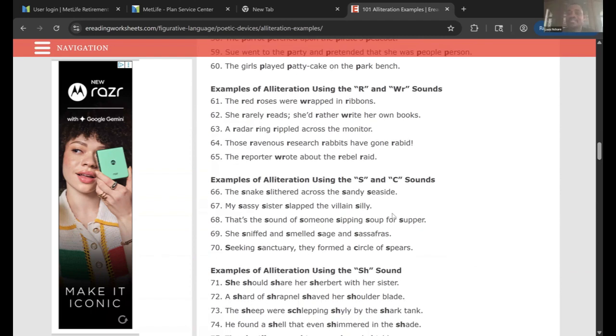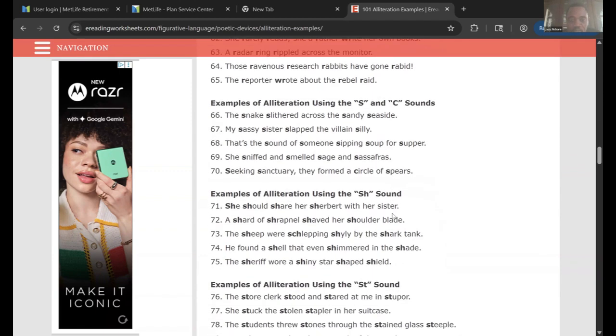Example of alliteration using the S and the SK sounds. The snakes slithered across the sandy seaside. My sassy sister slapped the villain silly. That is the sound of someone sipping soup for supper. She sniffed and smelled sage and sassafras. Seeking sanctuary, they formed a circle of spears.